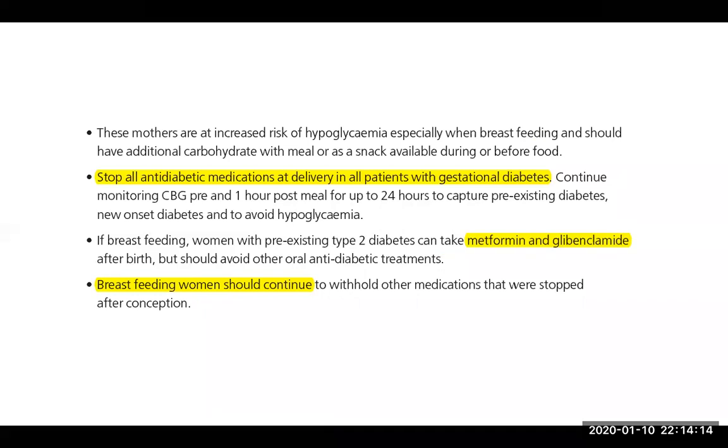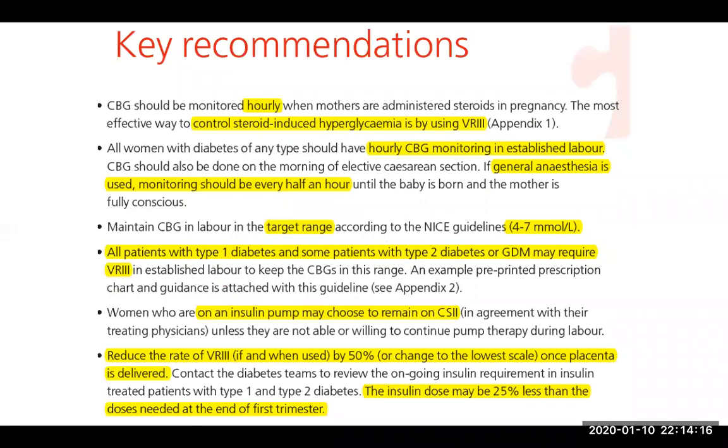Actually, we have a lot of data, but according to these guidelines, the insulin dose may be decreased by 25% less than the dose needed at the end of the first trimester, in the third trimester. But we read a lot of data about the insulin dosage during pregnancy. For example, in the first trimester, the recommended starting dose is 0.7, second trimester 0.8, third trimester 0.9, and 1 unit per kilogram in the full term.